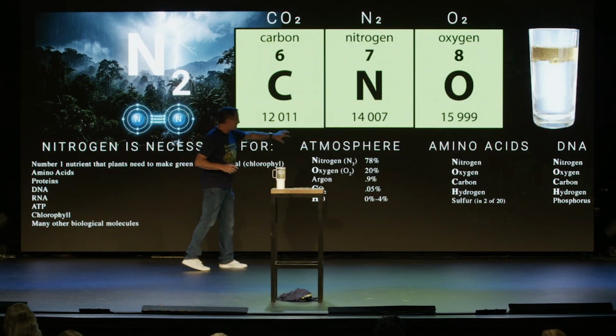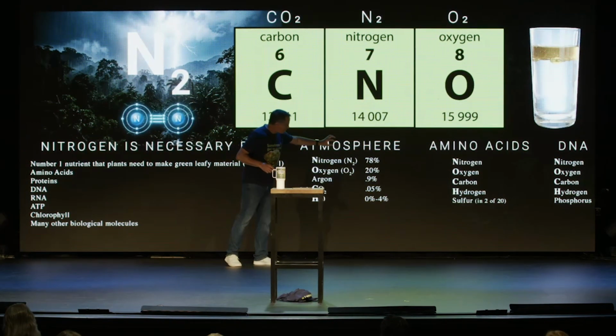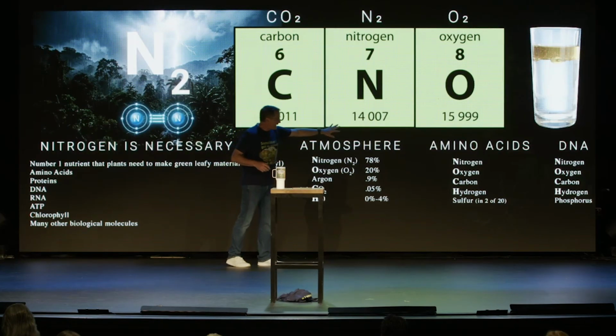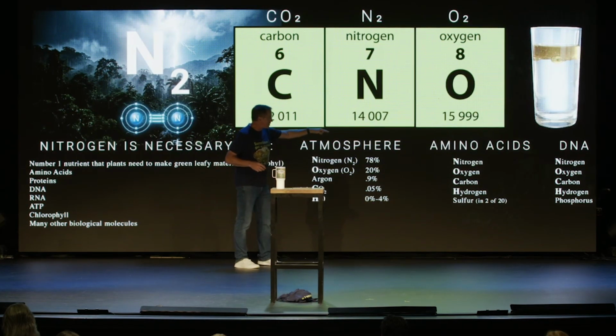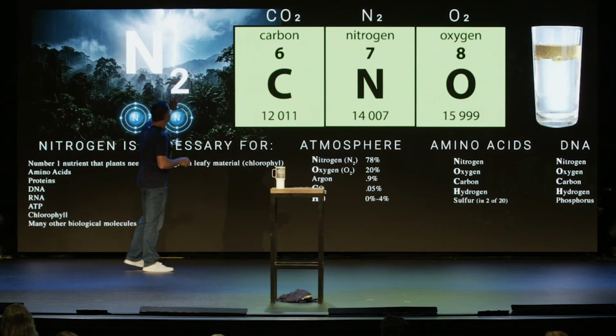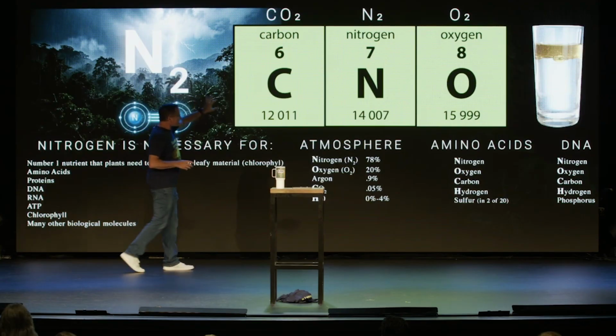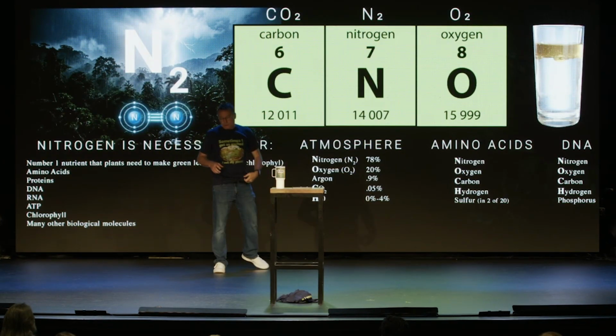Then, amino acids are made from these 5 things: nitrogen, oxygen, carbon, hydrogen, and sulfur. And DNA is made from these 5 things: nitrogen, oxygen, carbon, hydrogen, and phosphorus. So we have everything that we need to support complex life right here in our atmosphere, just about. Now, why do I have this picture of a glass of water over here?